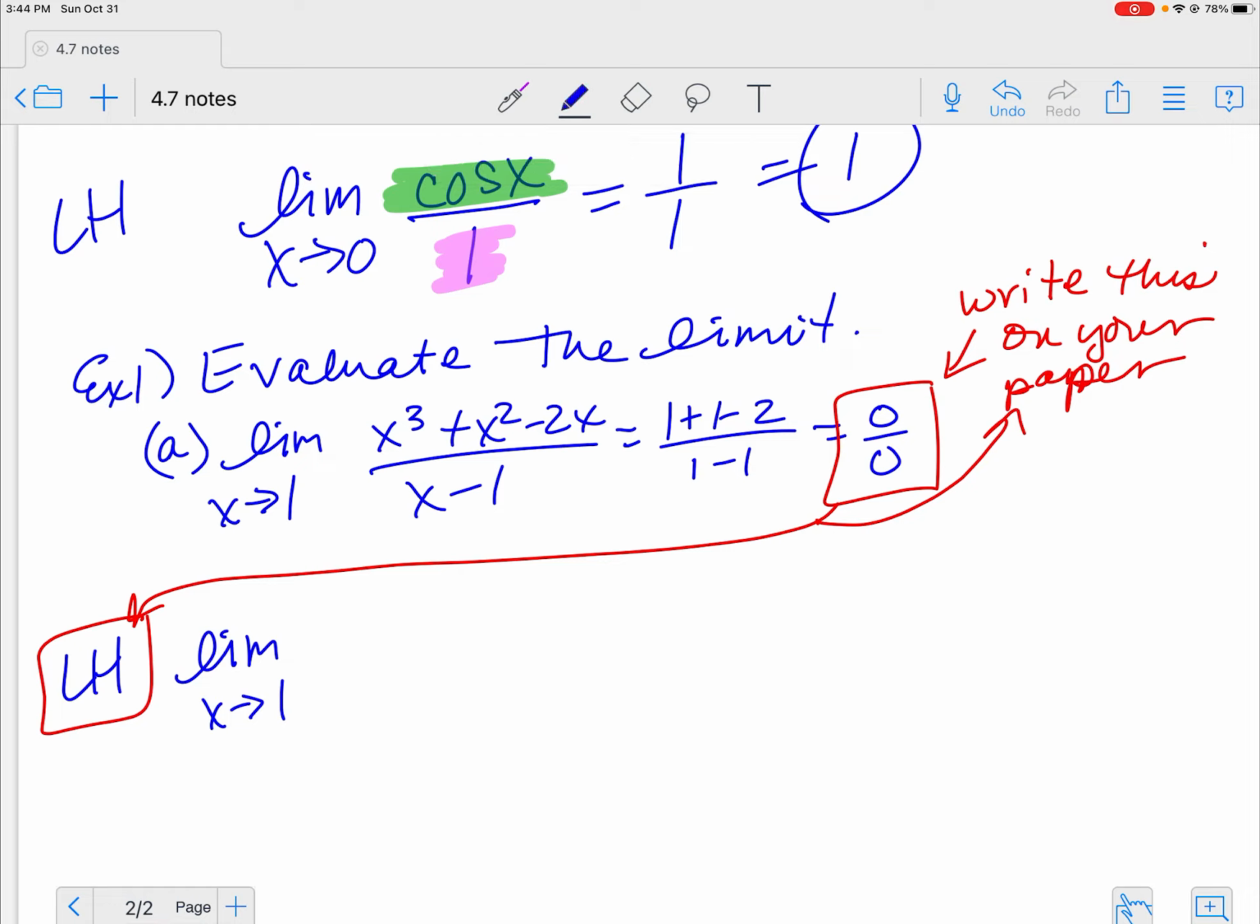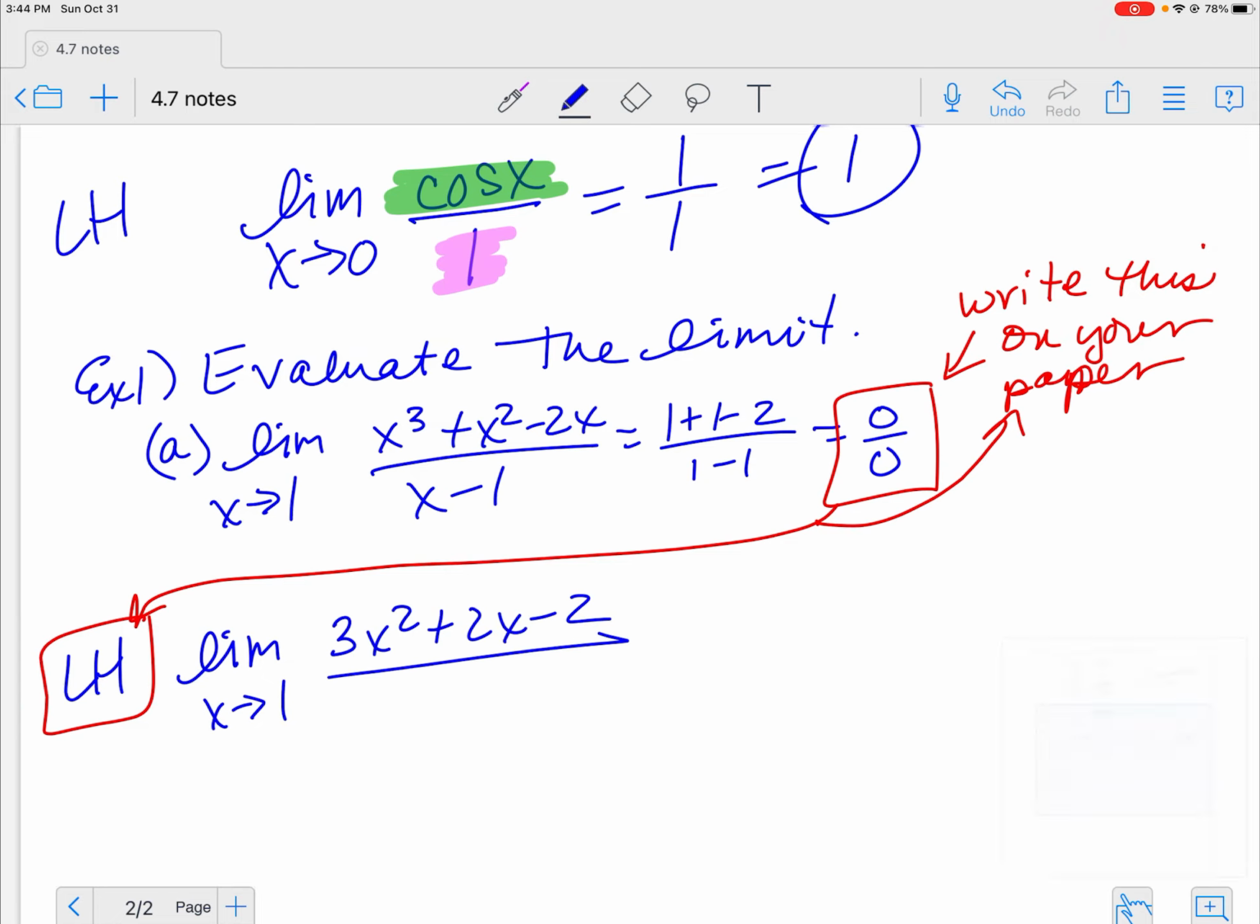Okay, so take this derivative. I've got 3x squared plus 2x minus 2 over the derivative on the bottom is just a 1. As soon as you get some number by itself on the bottom or the top for that matter, then you know there's no way to have L'Hopital again because I'm not going to have an indeterminate form. It's just a number. That's kind of cool, right? Then you plug your 1 in. So I've got 3 plus 2 minus 2 over 1. And then that'll just give me a 3.